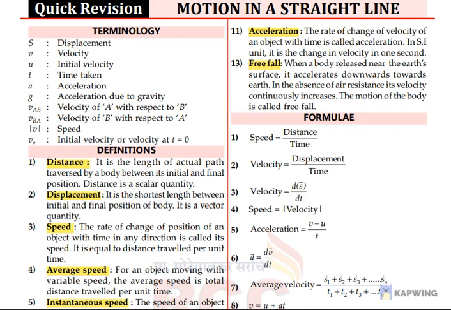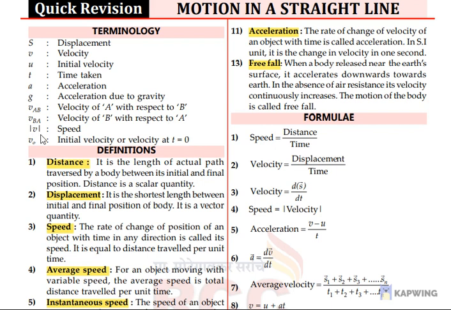Small g represents acceleration due to gravity. V A B represents velocity of A with respect to B. V B A represents velocity of B with respect to A.